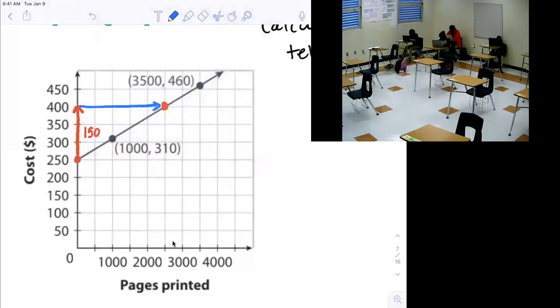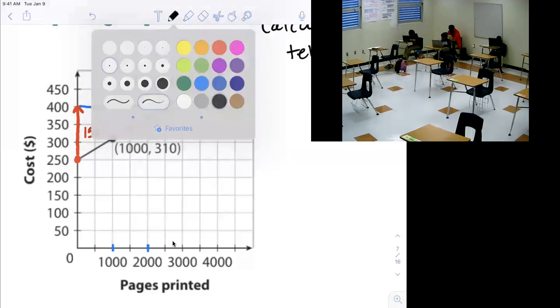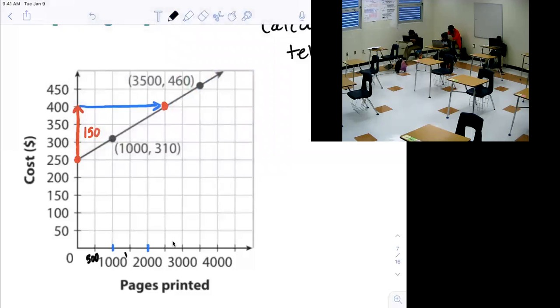And then my run is going up by how much? Not even 1,000. Look at everything in between. Because if I skip one, it's going by thousands. But if I don't skip, what is it going by? 500. Yeah, 500s. So this is 500, 1,000, 1,500, and so on. So when I count, I have to go by 500. So it's 500, 1,000, 1,500, 2,000, 2,500. So this is 2,500.